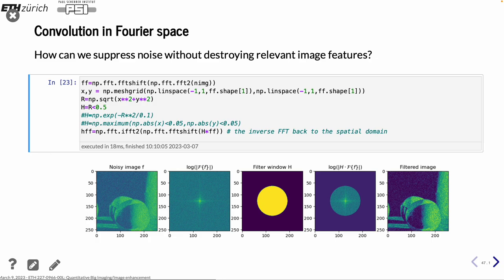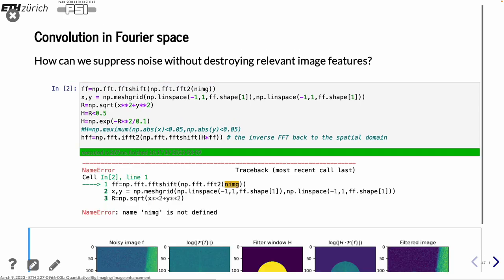So use different filter kernels, and I have now implemented a couple more. One would be to use a Gaussian filter. So here I have a symmetric Gaussian filter with some radius.